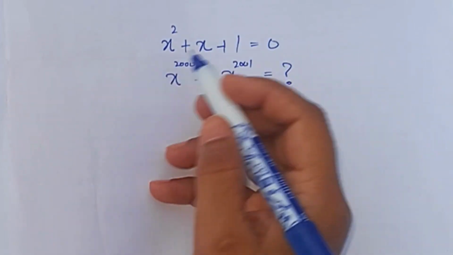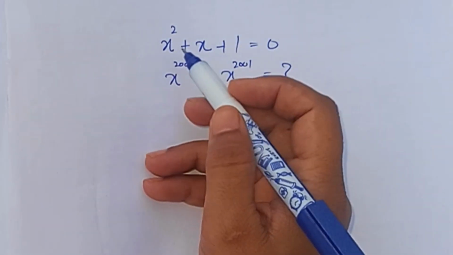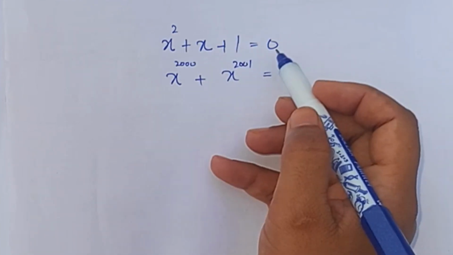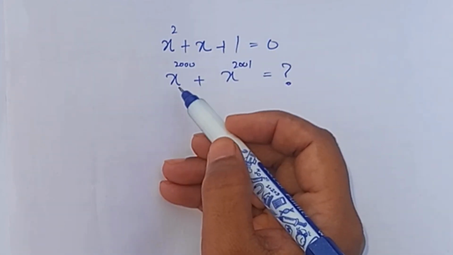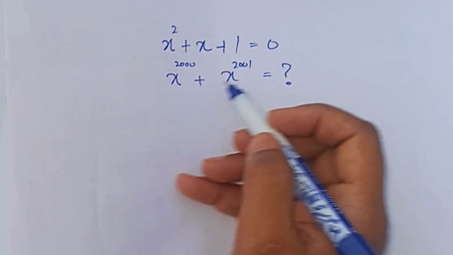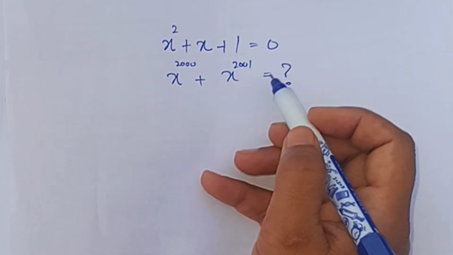Hello, good day everyone. Let's try to solve this question. The question is: x square plus x plus 1 is equal to 0. Then what is the value of x raised to the power 2000 plus x raised to the power 2001?